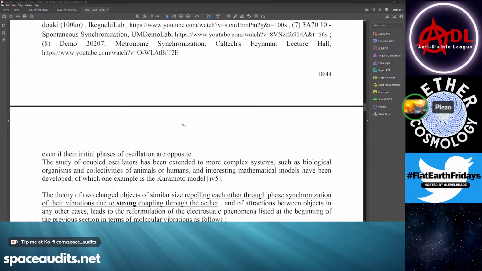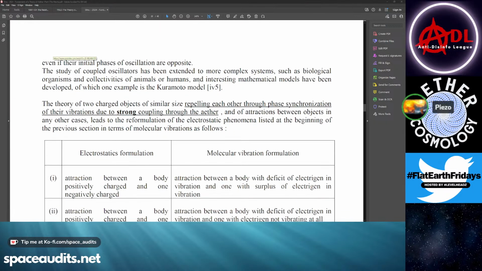Even if their initial phases of oscillation are opposite. Wow. So they end up syncing up if they're able to achieve mutual contact or proximity close enough that it enables mutual contact due to the strength of their vibrations. But once again, that example invokes physical inertia.